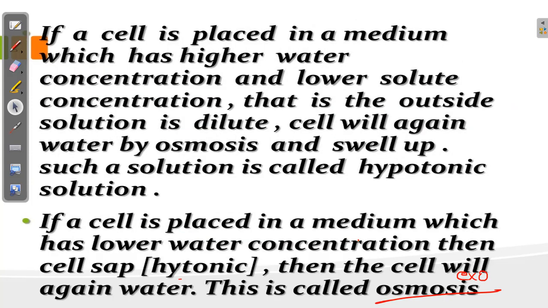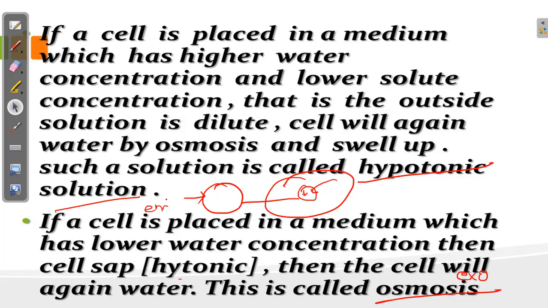If we place a cell in hypotonic solution, hypo means what? The water will be more. Suppose this is water, here the water is more, and this cell is having less water. So what will happen? The water will move inside the cell, and this cell will increase in size. It will swell up, and this process is known as endoosmosis.